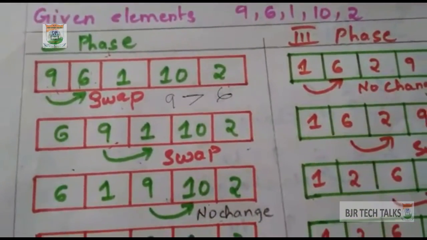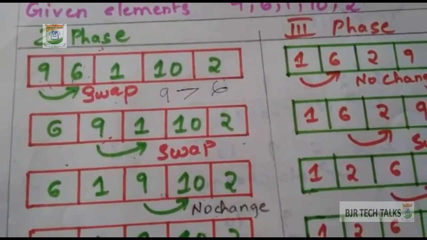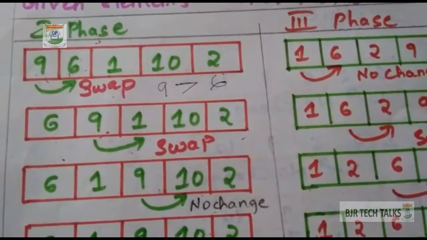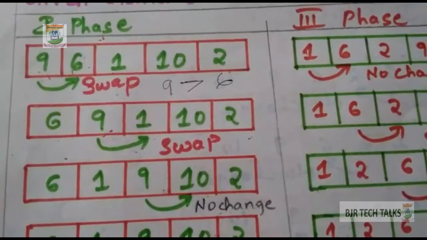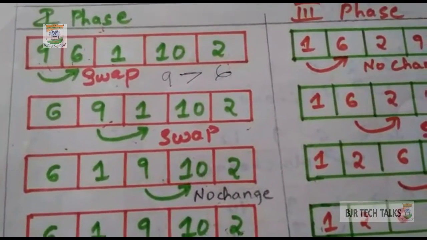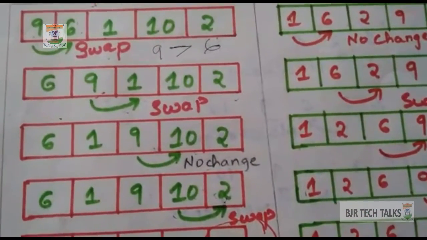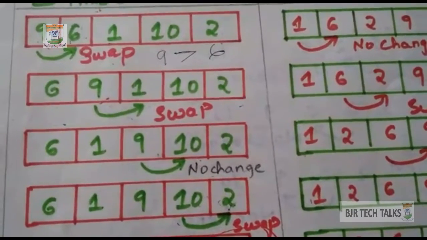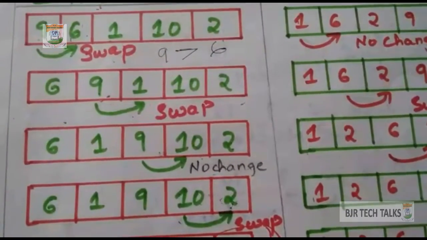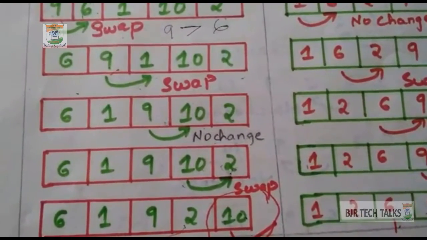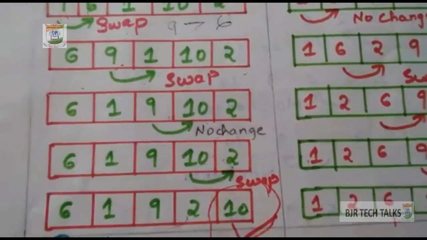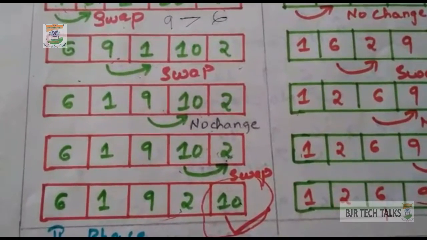So see, when 9 is compared to 6, 9 is greater than 6, so they are exchanging. That's why we have written swap. And when 9 is compared to 1, 9 is greater than 1, here also swap. When 9 is compared to 10, here no change. Why? Because 9 is less than 10, so no change. When 10 is compared to 2, 10 is greater than 2, so here also they are changing their places.